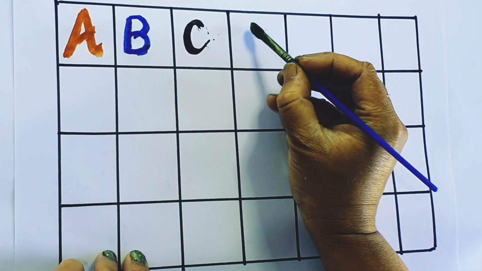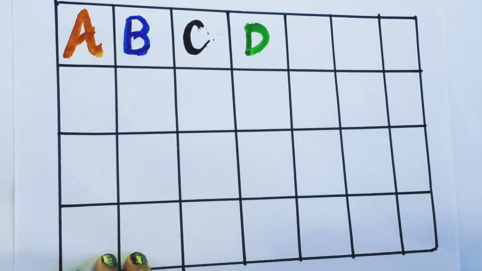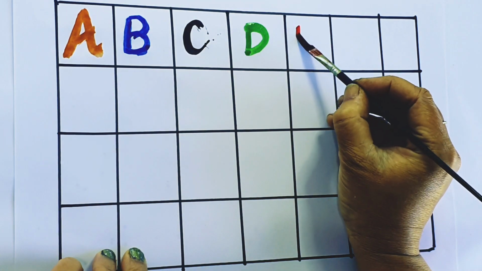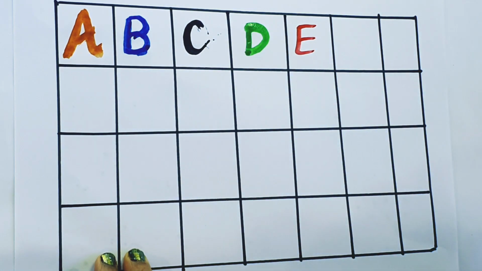Green color. D. D for dog. D for donkey. Red color. E. E for eggplant. E for egg.